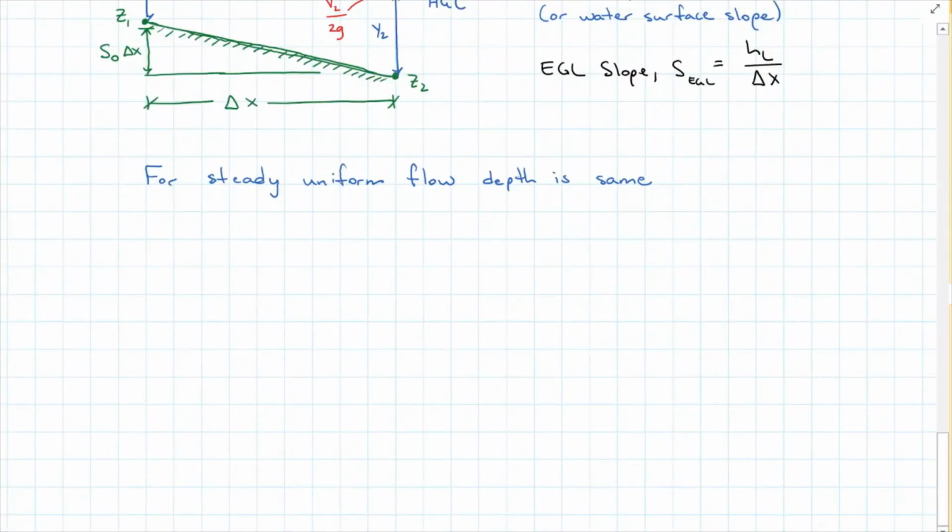For steady uniform flow, the cross section remains the same, which means the depth remains the same, which means the water slope, or the hydraulic grade line slope, is the same as the bed slope. So that means the entire energy mess is going to be controlled by the head loss.